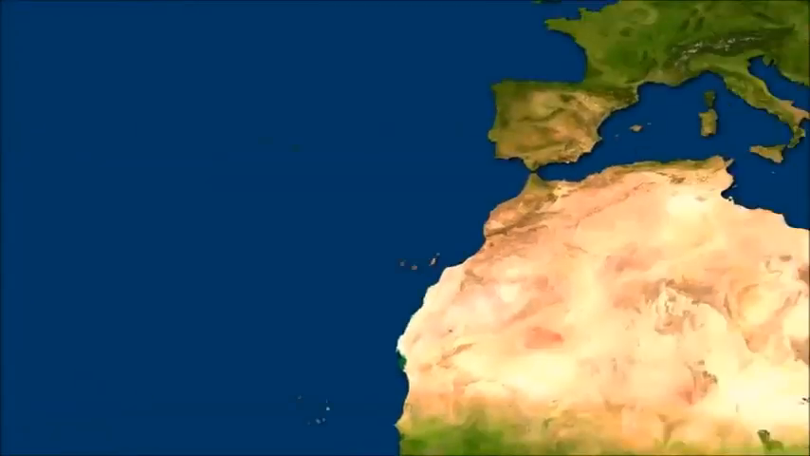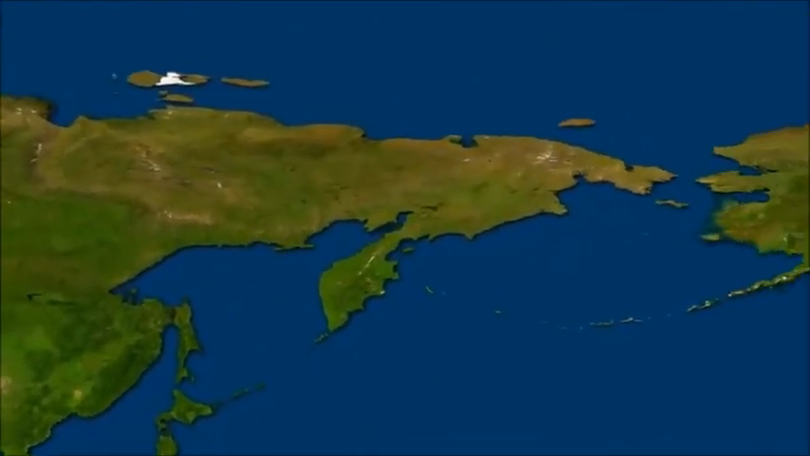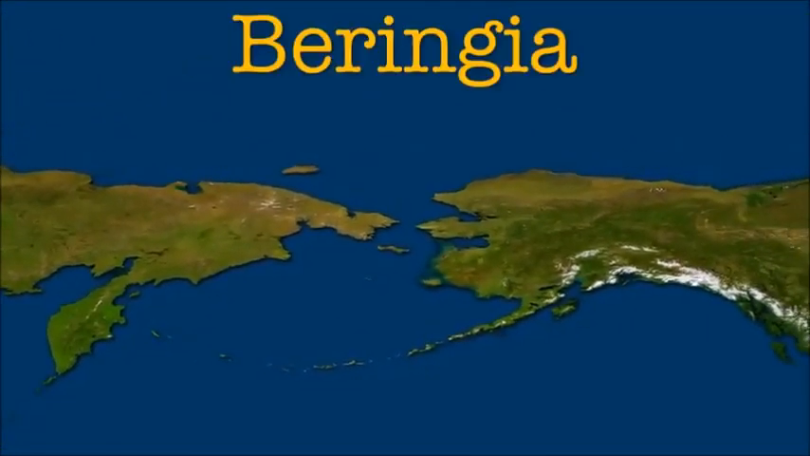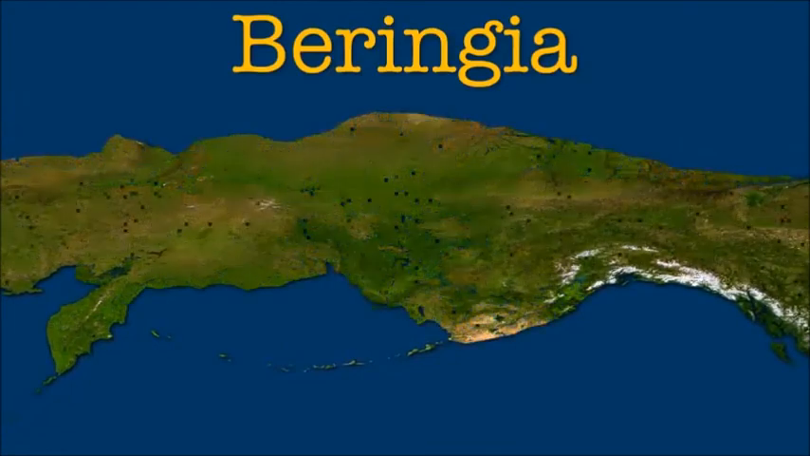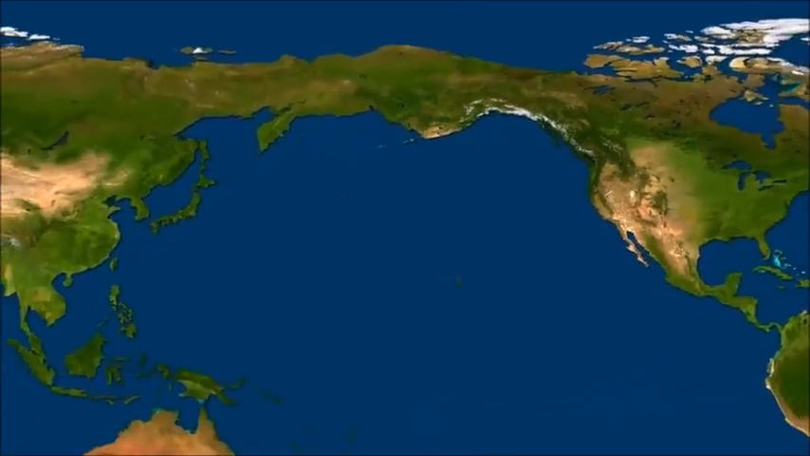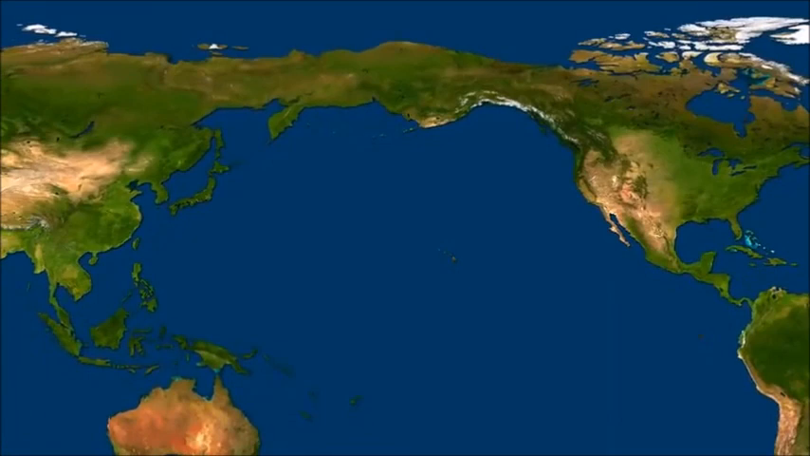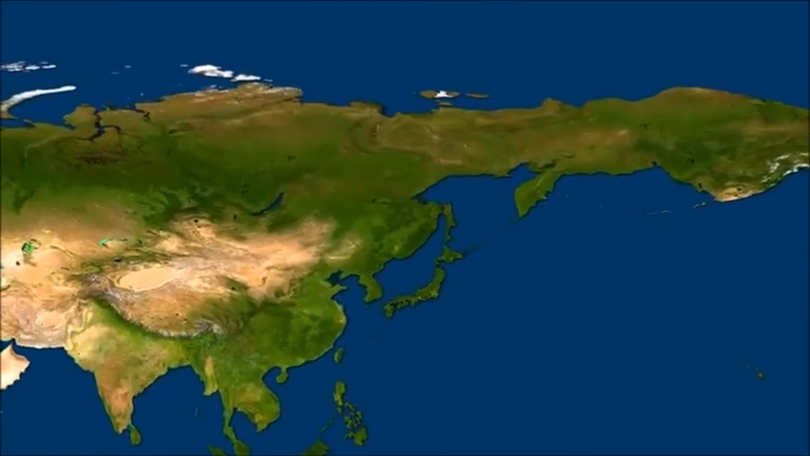It's commonly believed that Native American populations came across the now underwater land bridge of Beringia, which once connected Alaska to Siberia. And this has been more or less confirmed by genetic analysis, showing Native Americans' closest relatives to be those genetic groups from Eastern Asia.